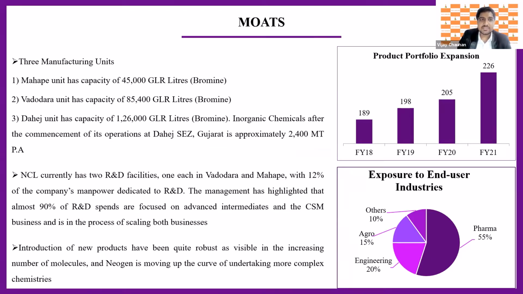The third facility is going to come online in Q1. The trial batch production has successfully happened, and the clients that were going to get production from this plant have accepted the quality of the product that Neogen has supplied to them. So the order has been approved, and we can expect commercial production starting from Q2, which is the start of July 2021, with a new capacity of 1.26 lakh glass lined reactor liters.